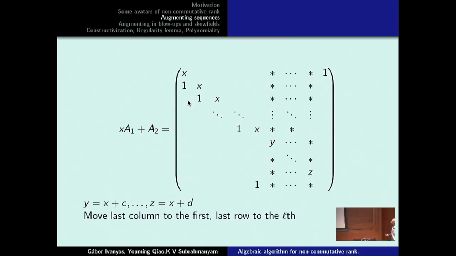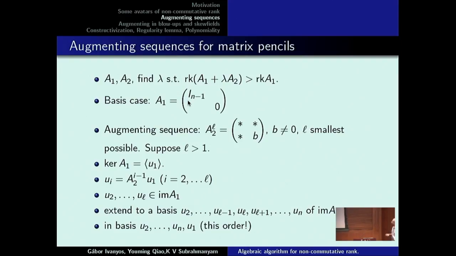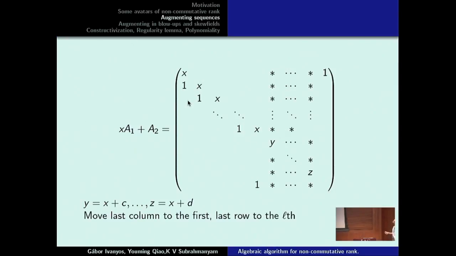So there is an X here, and UL will pick up a 1 in the last column, because it is the last column. In this basis, the last column is U1, the element of the kernel. Yeah? So if I look at this, then if I write down the matrix XA1 plus XA2, I get this block here, and I get a 1 at this place, and I get an X here. And of course, these Y's are also of the form X plus C, X plus D.